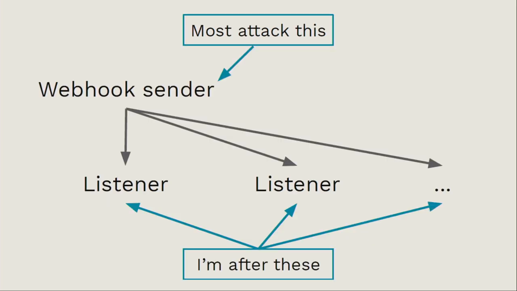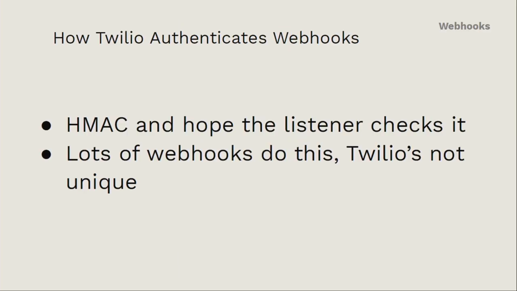But what have I been doing with webhooks? I apply the same inductive weakness model that worked with Apple Pay. Instead of going after the sender, I look for an attack surface the sender might be inducing in the listeners. It turns out for Twilio, this approach works. How do the receivers of the webhooks know that the message is coming from Twilio? Twilio provides them an HMAC, similarly to how most webhooks are done right now.